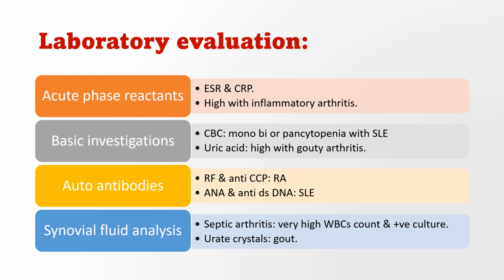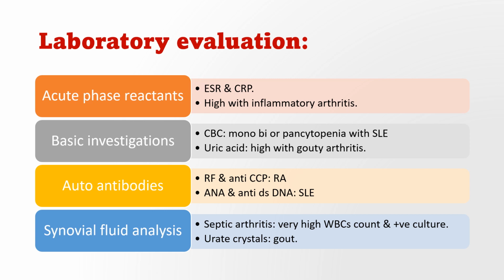As regards the basic investigations, they may also be helpful, like the CBC, as hematological involvement is common in systemic lupus. So if there is mono, bi, or pancytopenia, I may think about systemic lupus. Also, the uric acid is important. A high serum uric acid level is important for diagnosis of gouty arthritis.